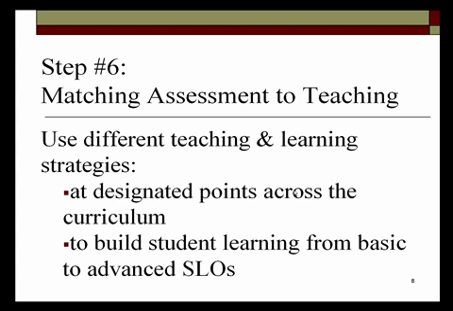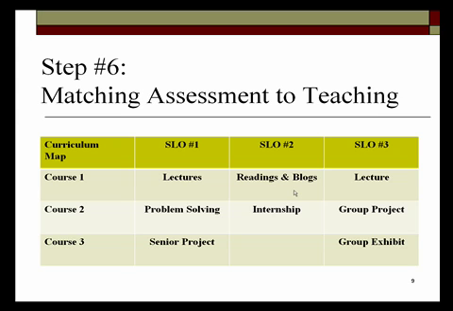For example, faculty can provide students with different teaching and learning experiences, and the use of these different experiences will build student learning over time. Here you can see a matrix that shows a program with 3 student learning outcomes and 3 required courses. The teaching and learning styles progress from basic to advanced, from lectures to problem solving to senior projects.